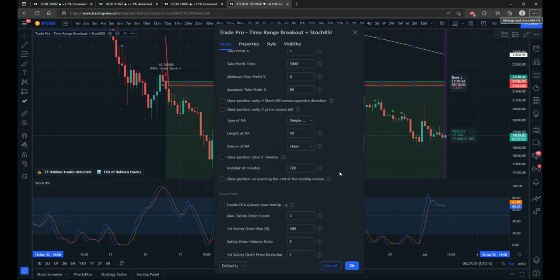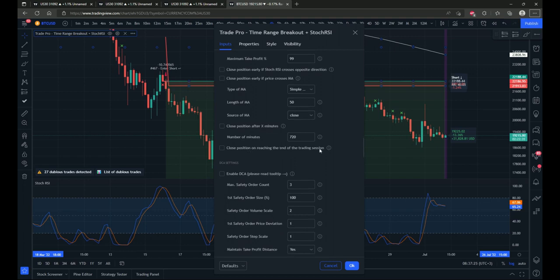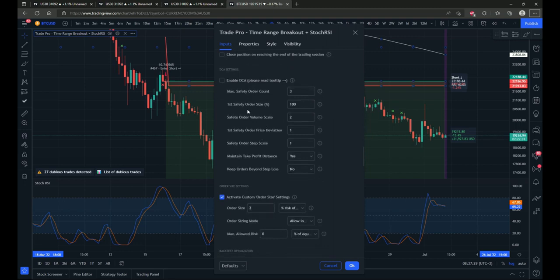Now, a few final things that we have in the settings. We have the ability to close the position early if stochastic RSI crosses in the opposite direction. You can close the position early if price crosses a certain moving average of your choice. Close the position after a certain number of minutes. Close the position on reaching the end of the trading session as determined by you. And also the ability to enable dollar cost averaging entries.